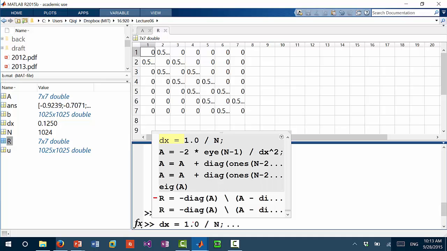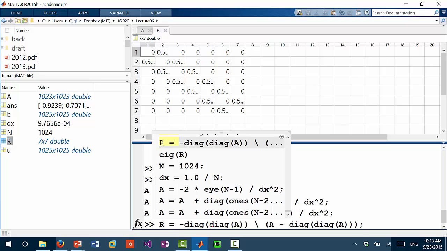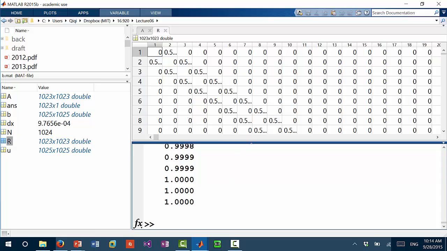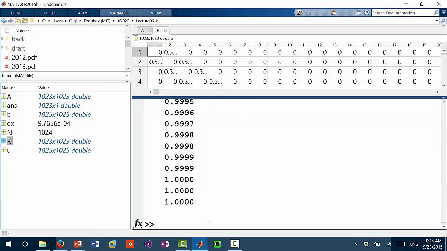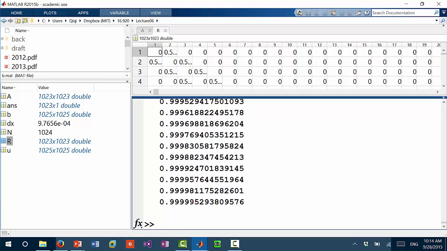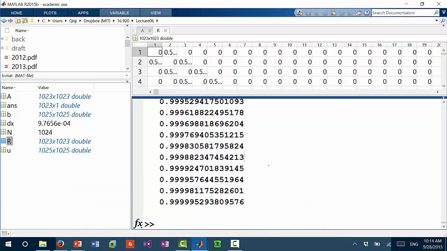I'm going to repeat these, and I'll begin my construction of R, right? And I'm going to compute the eigenvalues of R. Okay, and you can see this looks almost 1 because if I do format long, you're going to see these are not exactly 1, but very, very close to 1. So when you go to a coarser grid, you expect the Jacobi iterations to converge much faster.